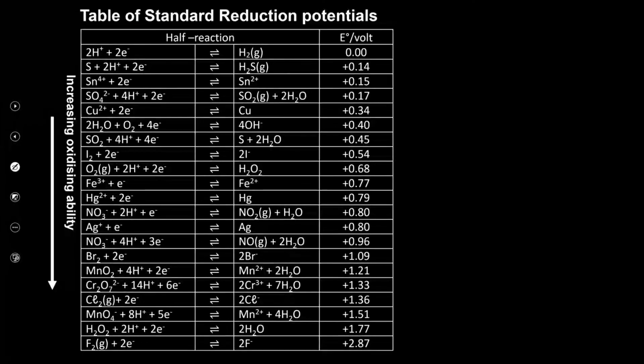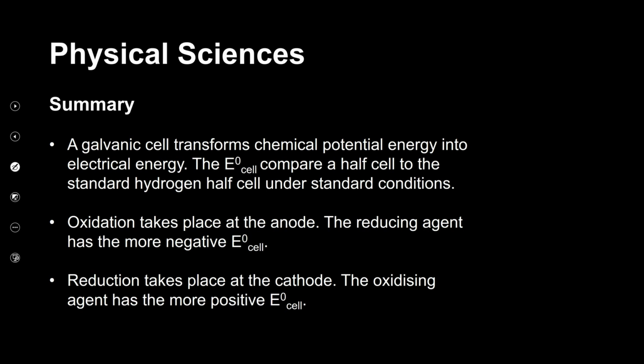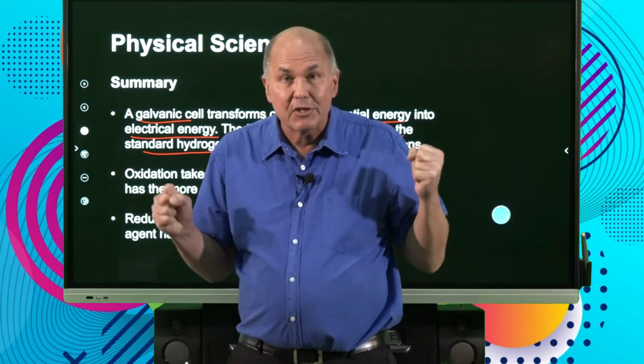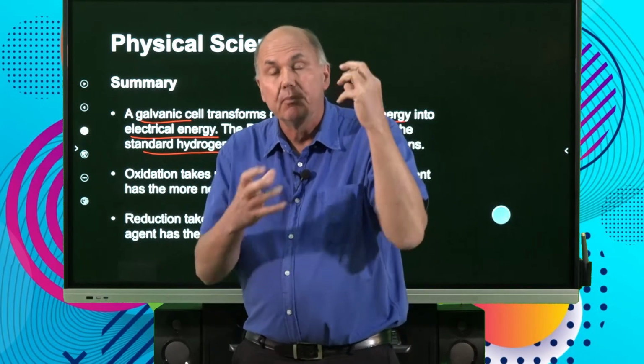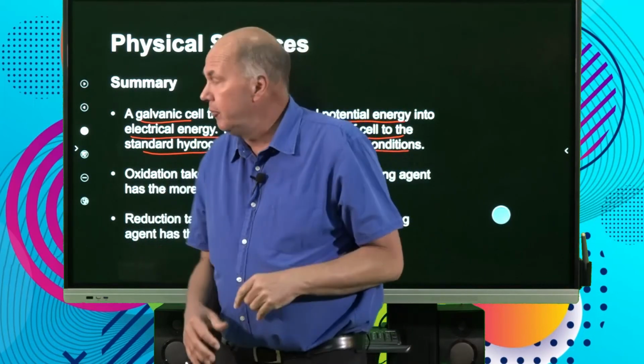Let's just summarize what we've learned so far. And as we've been talking about the galvanic cell, remember it transforms chemical potential energy into electrical potential energy. The E naught of the cell is comparing a half cell to the standard hydrogen half cell under standard conditions. So it's telling you how much energy is being converted. That's what potential difference is. It's the work done, energy per unit charge. And so it's a very good reading for that.